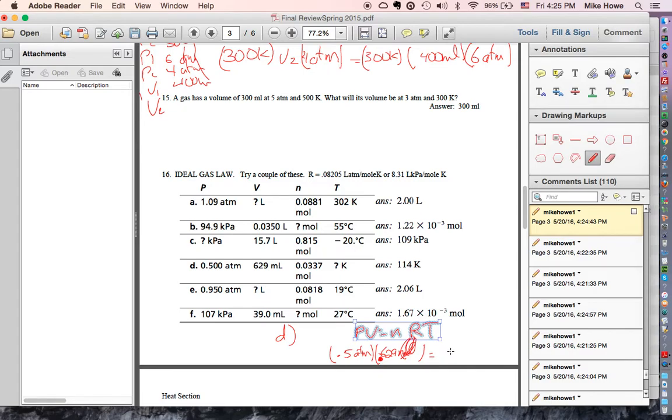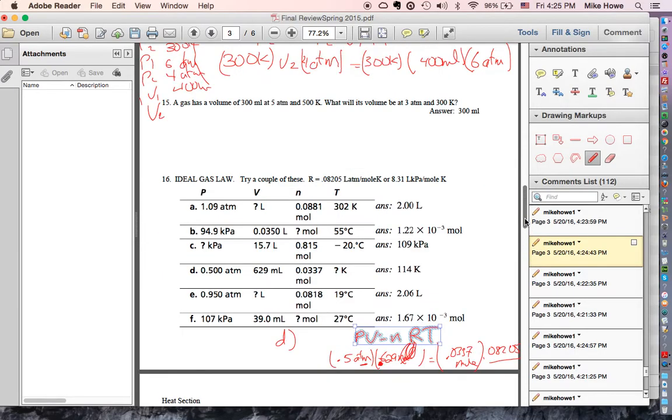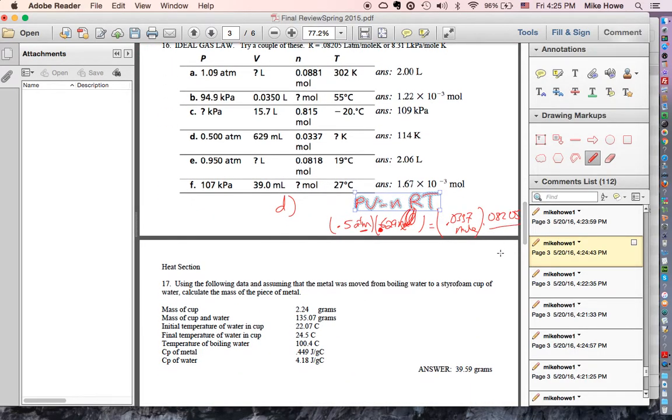N is 0.0337. Since the unit of pressure is in atmospheres, we can use 0.08205 for R. I'm running out of room to write over here, so I can't put it all in there, but it's liter atmospheres per mole Kelvin. Then you have T down here you're trying to find. So you're going to have 0.5 times 0.629 divided by 0.0337 divided by 0.08205, and T will equal 114.